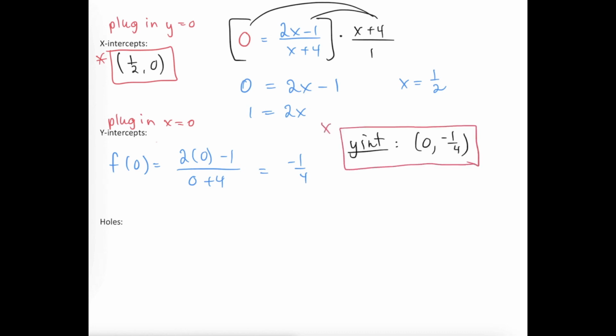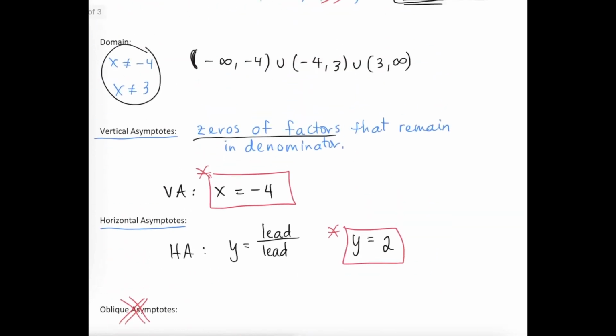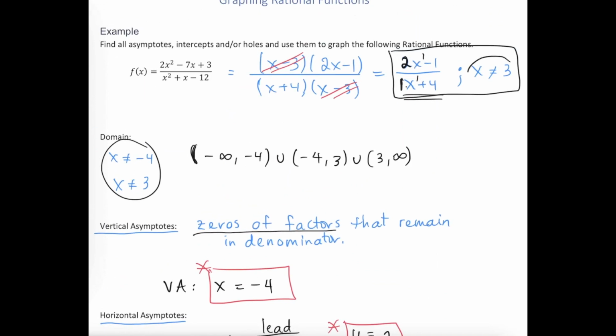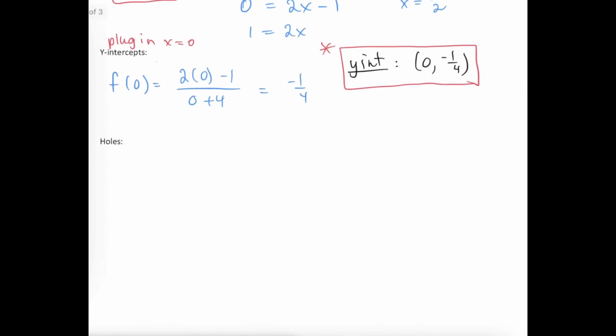Let's make one more mention of that hole. Remember, at the beginning, we saw that we had this domain restriction that was the thing that canceled out. The holes are going to occur at the domain restrictions that canceled out. So this is going to be a hole in the graph. We'll see what that looks like here in just a second. But for right now, let's just state that we're going to have a hole at x is equal to 3.